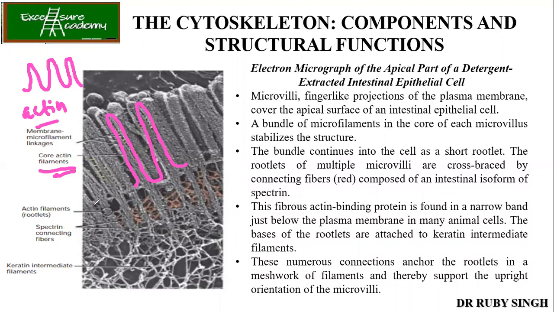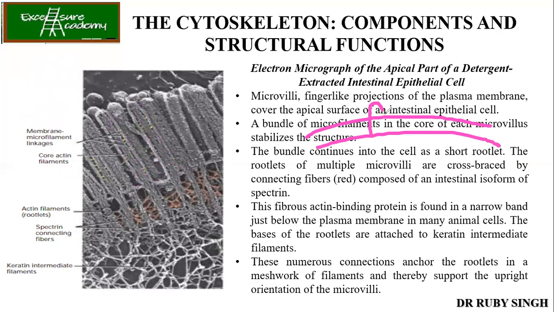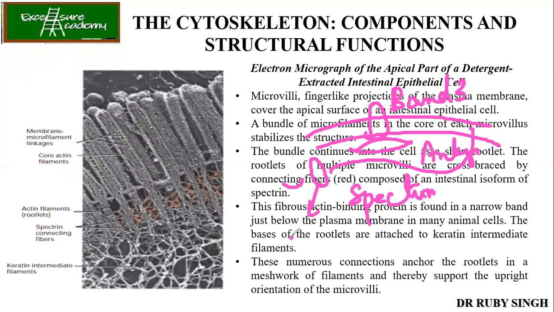Okay, now let's go below that. Then we have the bundle continuing into the cell, called the short rootlet. These are again cross-braced by the connecting fibers of the intestinal isoform of spectrin. So remember in the RBC, when we were talking about the membrane, we talked about band 3, right? So band 3 again has the ankyrin over here, and below ankyrin you had your spectrin. Now this spectrin is again attached to your actin.